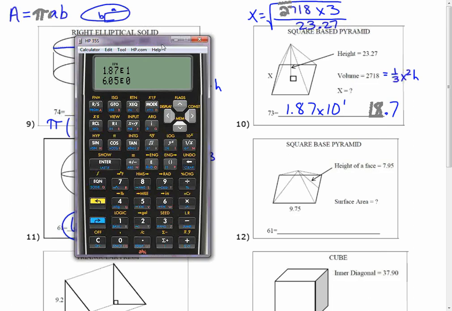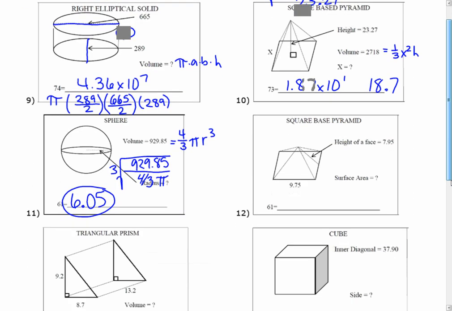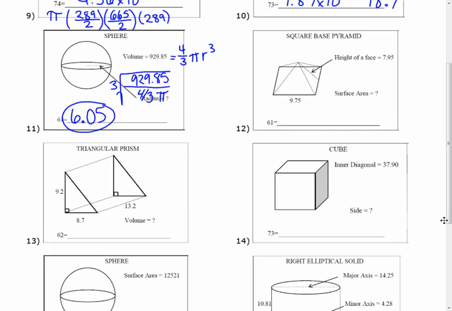Okay, another square-based pyramid. This time we are looking for our surface area. They give us the height of a face, one of the slanted parts on the side, and the base of our square. So if we think about the shapes that make up that whole pyramid, we've got a square at the bottom, and we have 4 triangles going around that are all identical since it is a square-based pyramid.